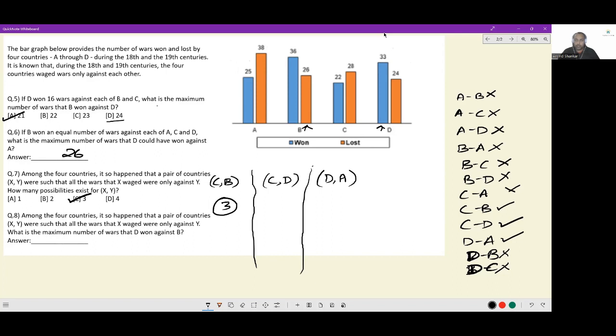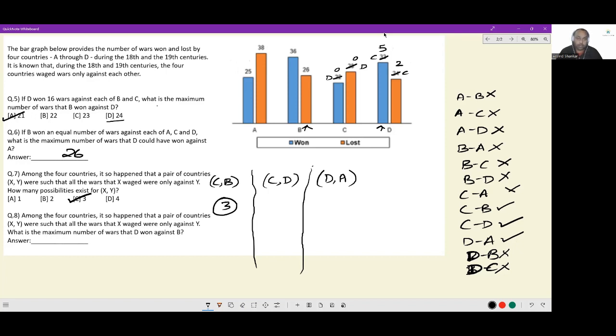So 22 wins, 24 losses against D gets to 0. Against C gets to 2. 28 losses against D gets to 0. Against C gets to 5 now. Okay. Now I need 25 losses. Now I need 25 wins. I need 25 wins for A.